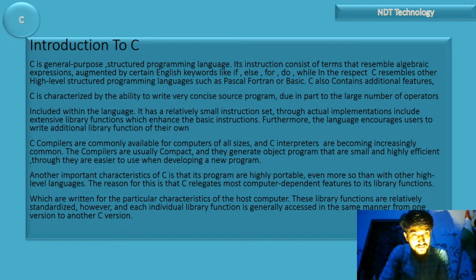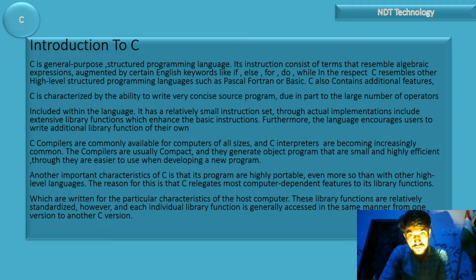Another important characteristic of C is that its programs are highly portable, even more so than other high-level languages. The reason is that C delegates most computer-dependent features to its library functions, which are written for the particular characteristics of the host computer. These library functions are relatively standardized, however, and each individual library function is generally accessed in the same manner from one version to another.